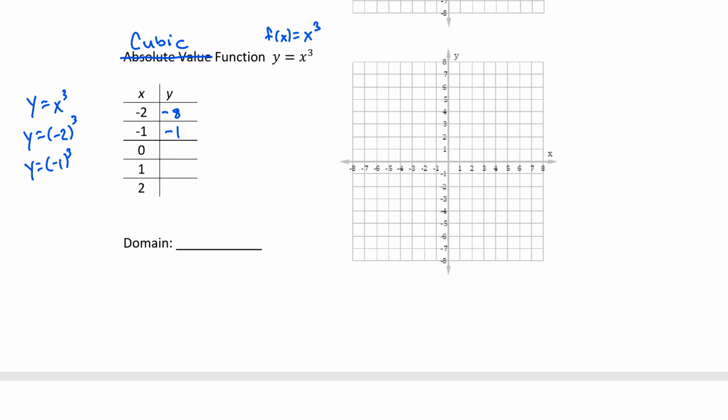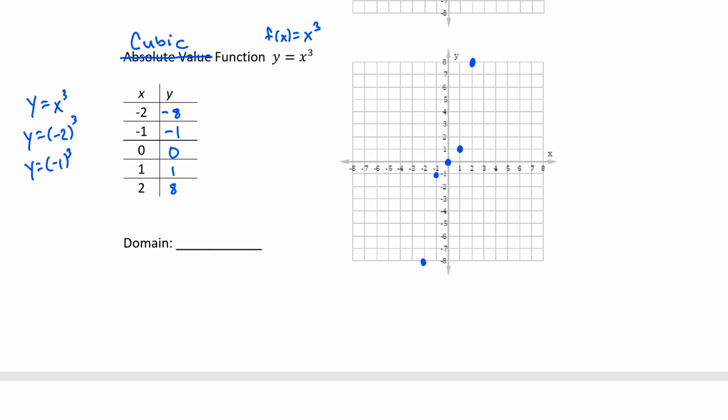So can you help me fill out the table? What is 0 cubed? 0. 1 cubed is 1. Are you with me? And 2 cubed is 8. So let's plot these 5 points in the plane. So again, this is a very fundamental way of graphing. If you don't know what the graph looks like, you can always plot points and begin to determine the pattern or the shape of the graph in the plane.